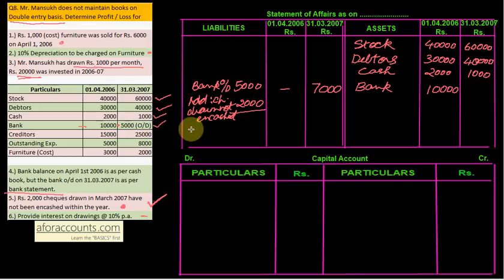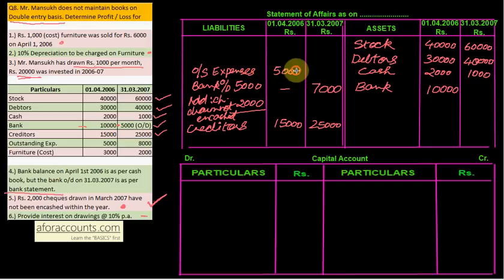So mention creditors. Creditors again are my liability. I have to pay them. Liability is 15,000 and 25,000. This is also done. Creditors 15 and 25. Outstanding expenses. Expenses due but not paid are your outstanding expenses. They will have to be paid. Liability, outstanding expenses 5,000 and 8,000. Okay, this is also done.